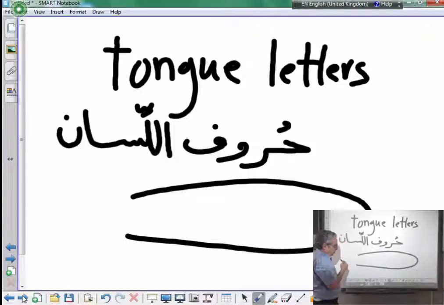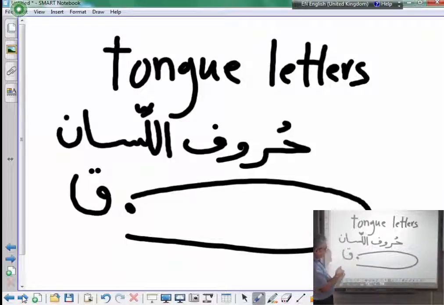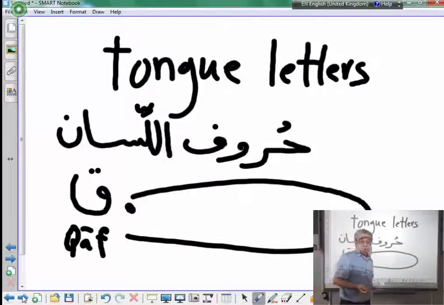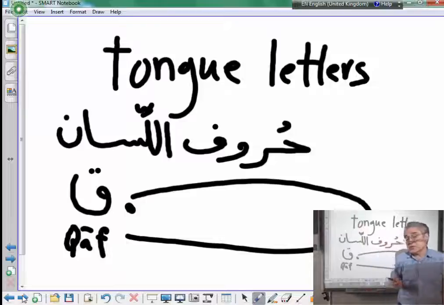So we can imagine that this is the tongue. At the end of the tongue here, we've got 2 letters. The first one is like this. We call it Qaf. That's the name of the letter, Qaf. But to pronounce it, I use the same tool, the same letters. I will say iq. I want you to pronounce iq.